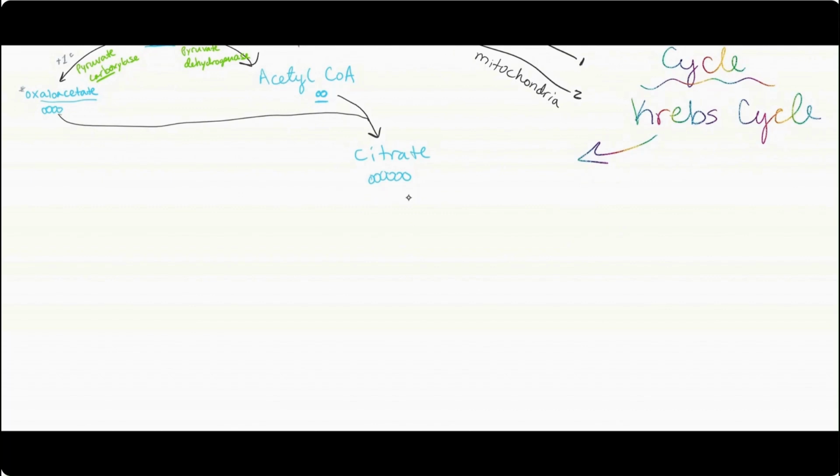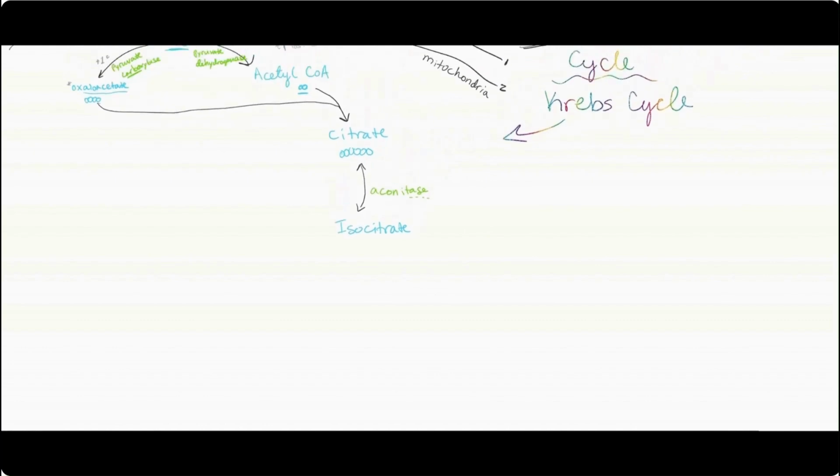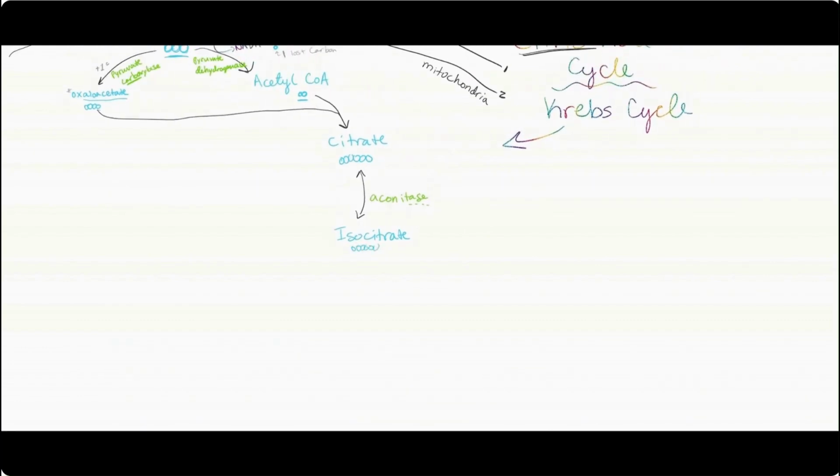So citrate can then be converted into isocitrate, and this is via an enzyme called aconitase. Do I care that you know that? Not really. Just remember ase means enzyme. It's doing things. Cool? All right, so this is still 6 carbons. It basically just rearranged the molecule a bit, but still 6.